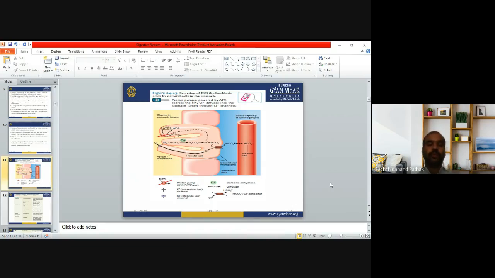So the proton pump, the hydrogen potassium ATPase pump, if we block it, what will happen? H plus ion will not go into the lumen. If the H plus ion does not go into the lumen, then HCl will not be produced. So this is used in cases of peptic ulcer disease. In a peptic ulcer disease patient, the doctor prescribes a proton pump inhibitor like omeprazole, pantoprazole, rabeprazole. These are drugs that bind with the proton pump and inhibit its action. So if the proton pump is not working, HCl will not be produced.